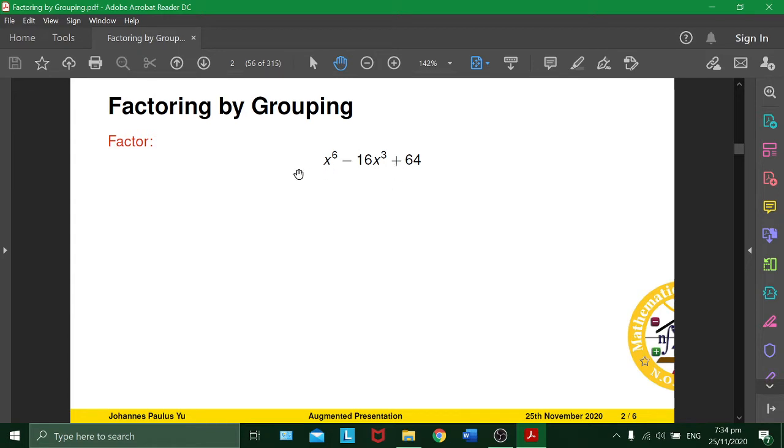Now, the answer is near. To factor this using factoring by grouping, we look for a way to make the expression into a perfect square trinomial. So what are the steps we remember?